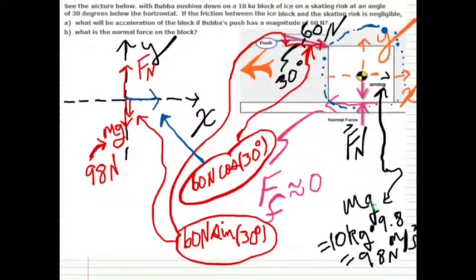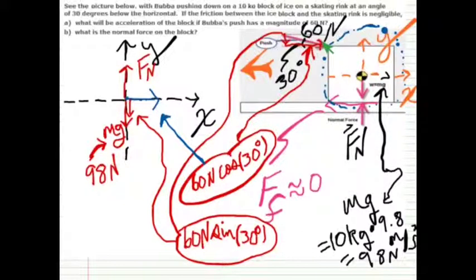And so the mass of this block is 10 kilograms times 9.80 meters per second squared. And so the weight or gravitational force by the Earth, exerted from the center of the Earth, on the block is 98 newtons, and that is down. Then we consider contact forces. Of course, there is Bubba's push of 60 newtons.